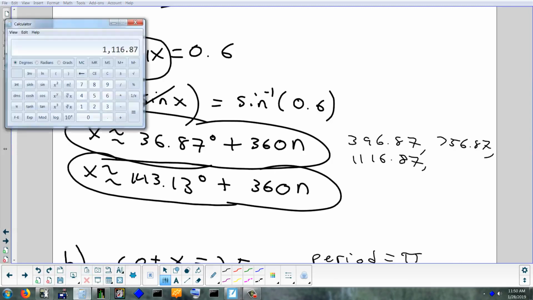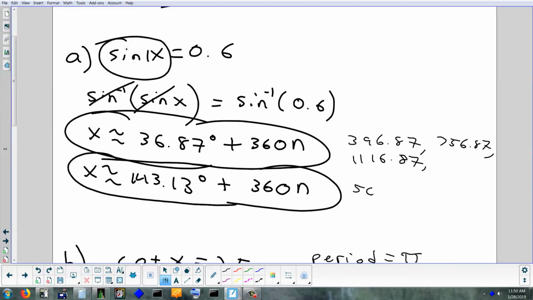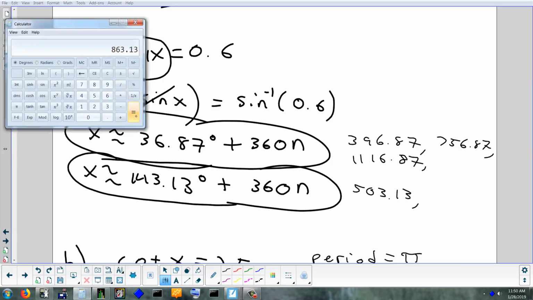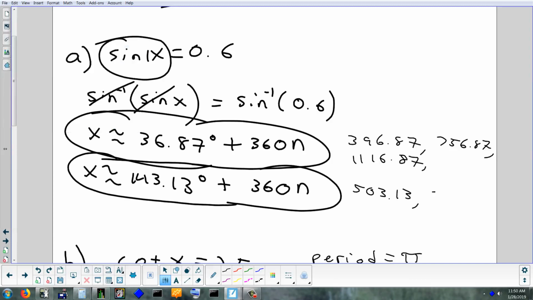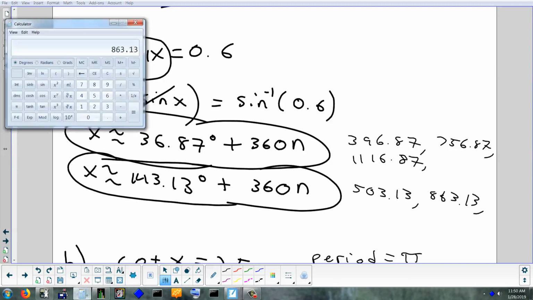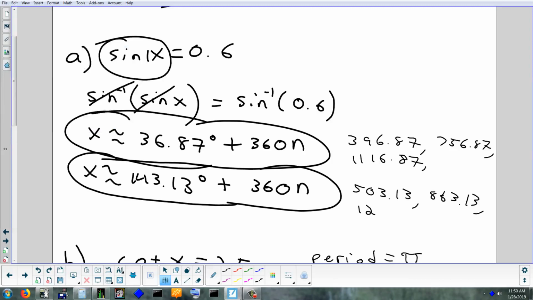Now, let's look at the ones from the second formula. 143.13 plus 360. So your next answer is 503.13. Okay, the one after that, 863.13. And I'll do one more. 1,223.13.